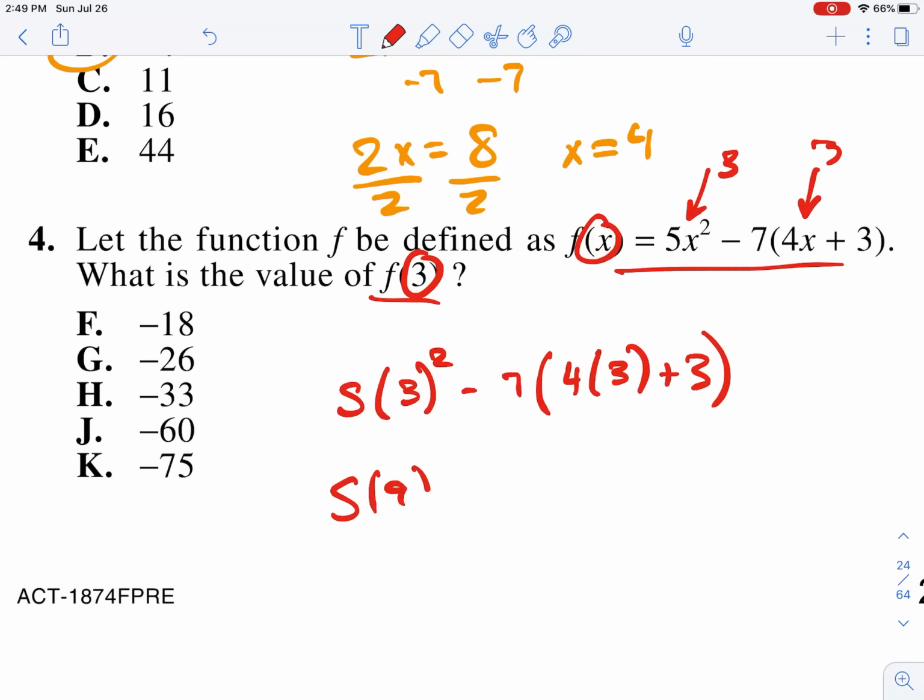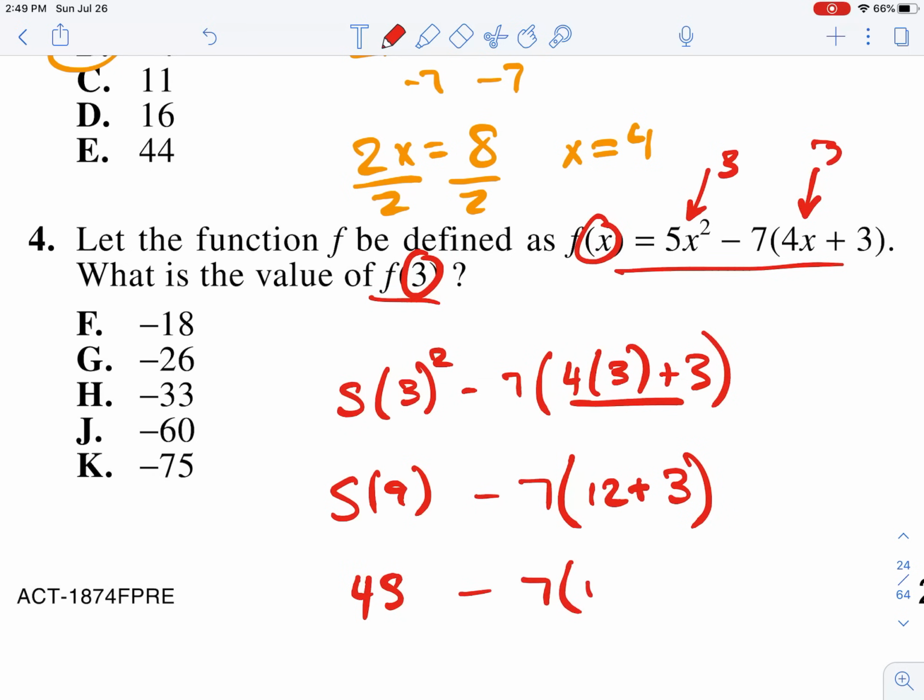So 5 times 9, 3 squared is 9, minus 7 times, let's simplify what's on the inside first, 12 plus 3. Let me rewrite that, it's a bit messy. 12 plus 3. And then 45 minus 7 times 15. That equals 45 minus, what's 7 times 15? Let me calculate that really quick. 7 times 15 is 105. So I'm getting negative 60. And that seems to be the answer, J.